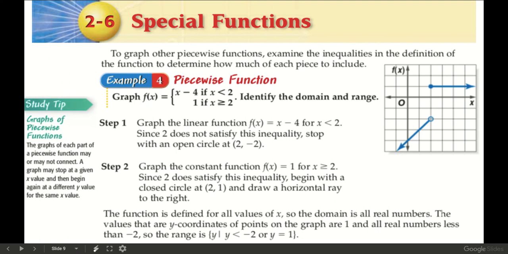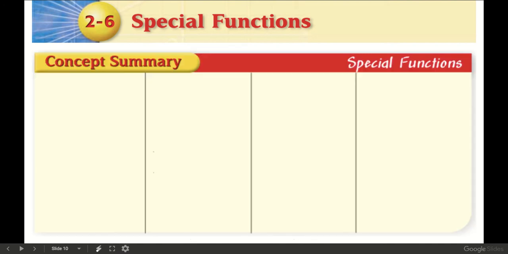So here's a little tip. When you're examining the graphs of piecewise functions, each part of the piecewise function may or may not connect. So in this instance here, they don't connect. In some instances, they may connect. They don't have to. It's just whatever the parameters are of the piecewise function. So just keep that in mind as you're working through these.